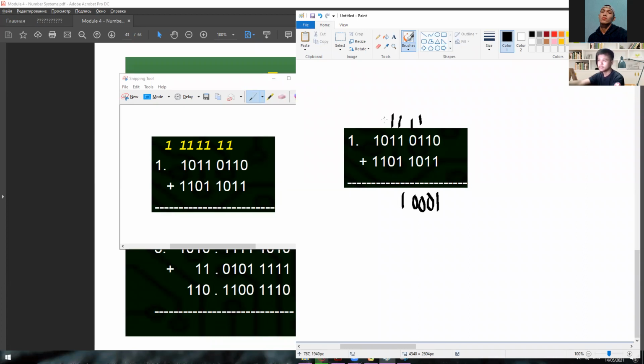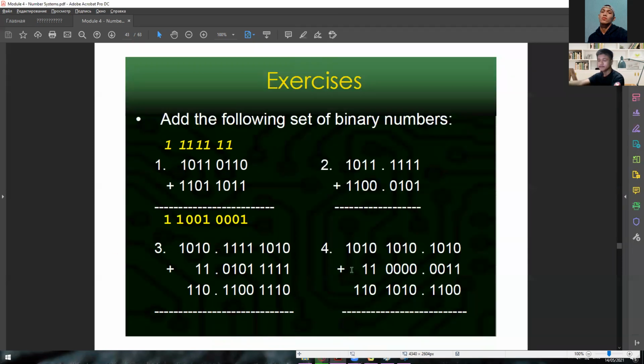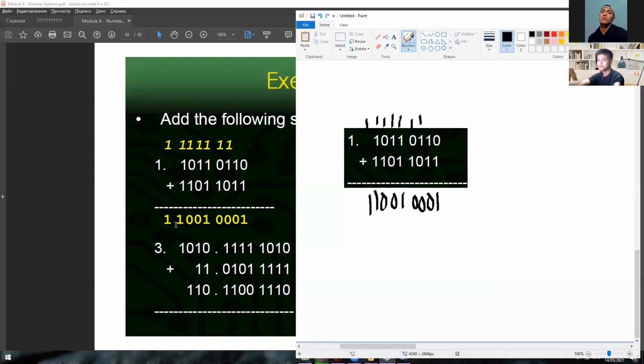1 plus 1 is 10, carry 1, bring down 0. 1 plus 1 is 10, carry 1, bring down 0. 1 plus 1 plus 1 is 11, carry 1, bring down 1, and then bring down this carry right here. Okay, so we have an answer of 11001 0001. Let's compare: 11001 and then 0001.